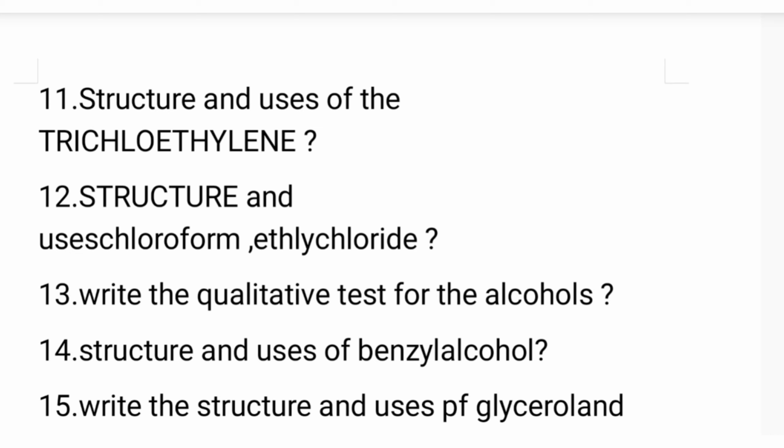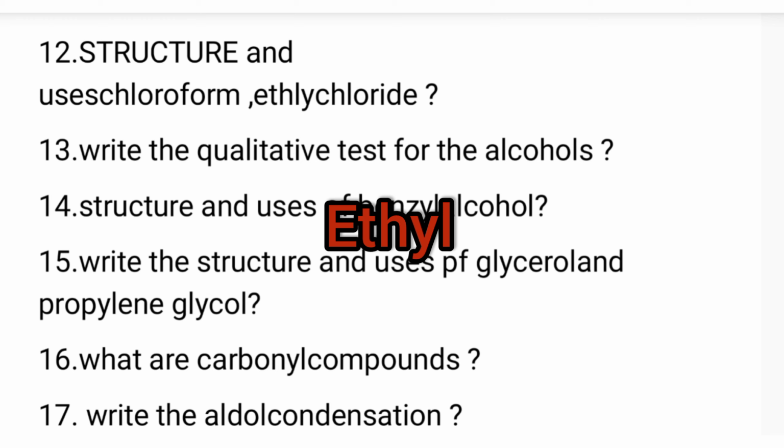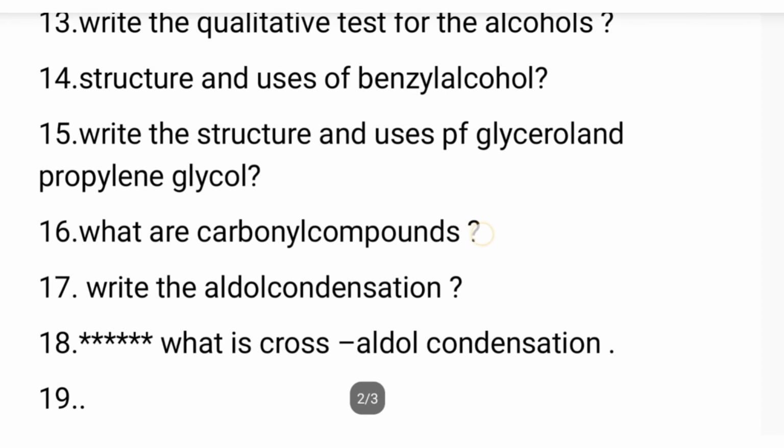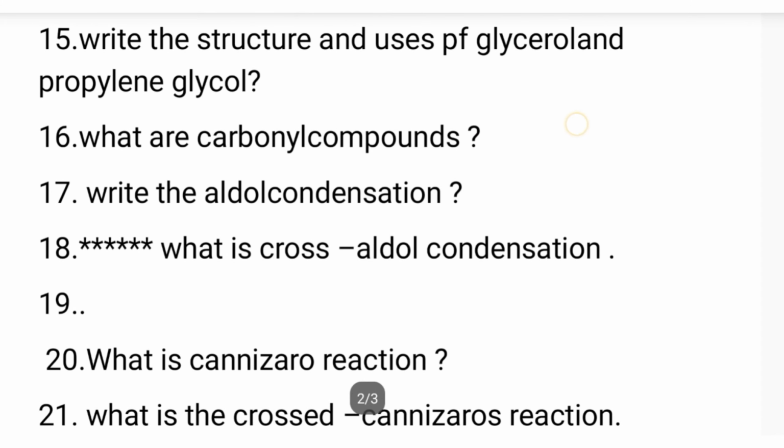And also the next question, the 12th question, is the structure and uses of chloroform and ethyl chloride, and write the qualitative test for alcohols. Definitely they will ask the qualitative test for alcohols, or they may ask for the aliphatic amines or the carbonyl compounds. Write the structure and uses of benzyl alcohol, and write the structure and uses of glycerol and propylene glycol. Here I want to tell you to see the syllabus sheet and look at the structures they have given in the fourth unit; they have given all the structures like propylene glycol, glycerol, and all these. Not only this, the remaining are also there.